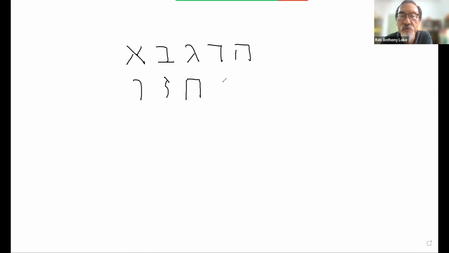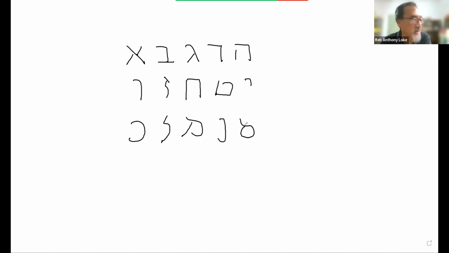First one: Aleph, Beth, Gimel, Daleth, Hey. See? Then the next one: Waw, Zayin, Het. And then you do the Tet in this way. And then Yod. Then Kaf. Round a bit, Kaf. Lamed. Mem. Nun. Samekh. Okay.